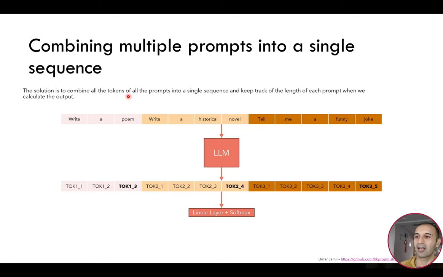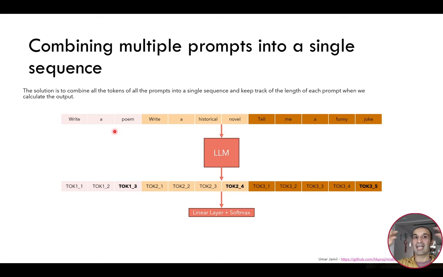So we know that the first customer has a prompt of size 3 tokens, the second one has 4 tokens, and the third one has 5 tokens. So we can keep track of these sizes in an array, for example, and then we build this sequence, which is a concatenation of all the prompts that we receive.